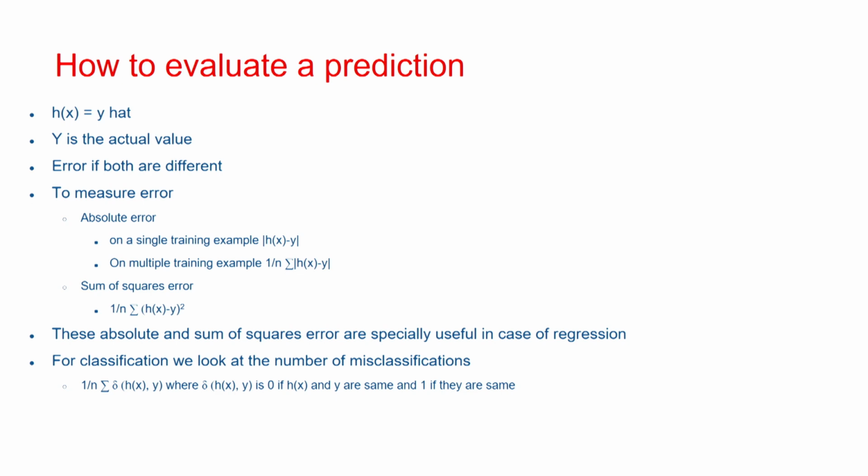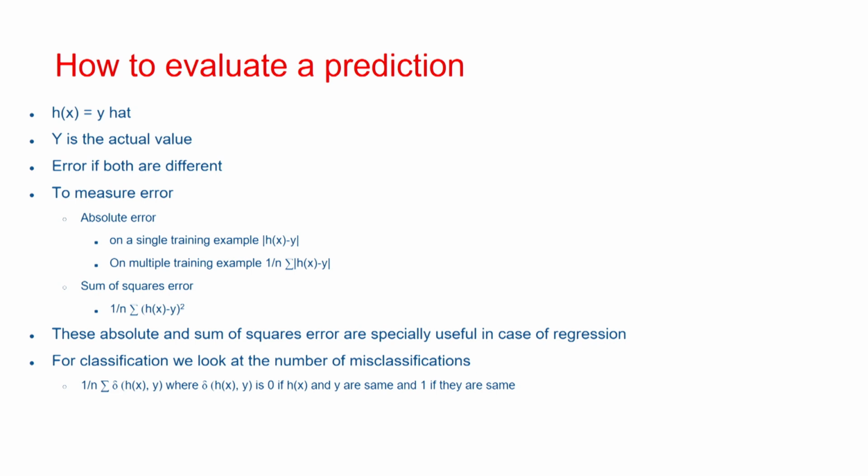There is another method to define a measure of this error, that is sum of squares error. In case of sum of squares error we do not take just the mod of h(x) minus y, but we take the square of the difference of actual and predicted value, and then we take the sum over all the examples and then we multiply it by 1 by n. In this way we get the average sum of squares of error.